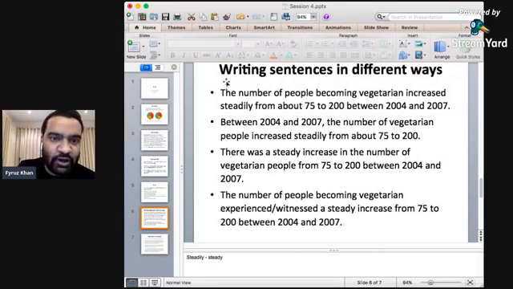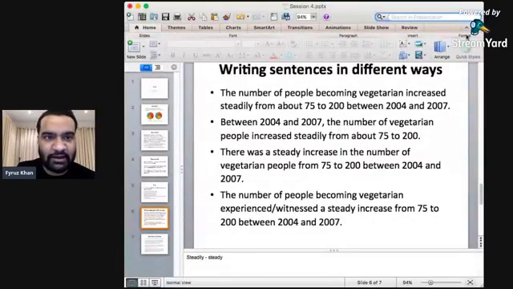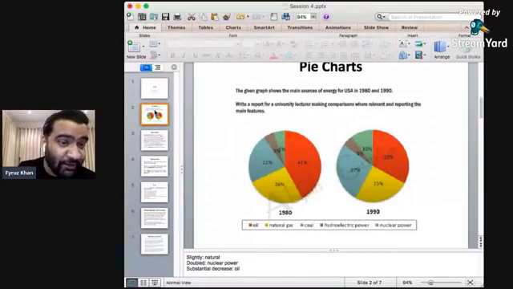I want you to understand the structure, learn the structure. If you know the structure, you can use any words, any content, any sentences here, and you can write 4 different kinds of sentences in your task 1 easily. So try to understand the structure and try to write it. Then we looked at pie chart, which is a common one. That's why we did a detailed class on it.